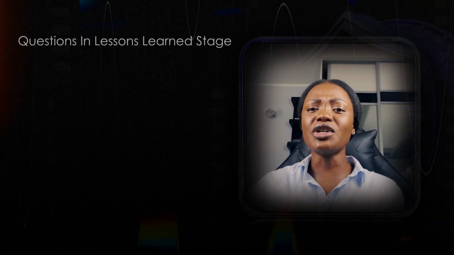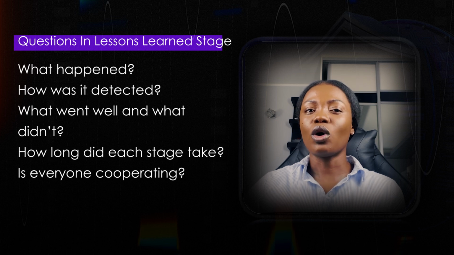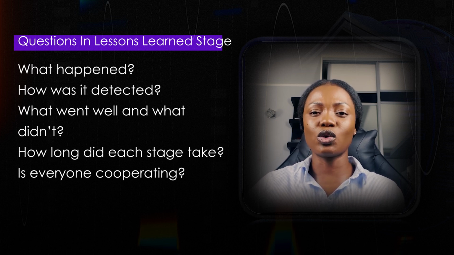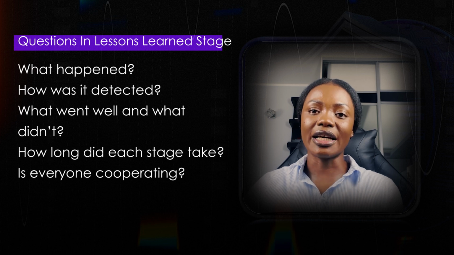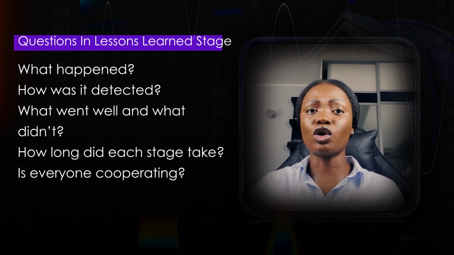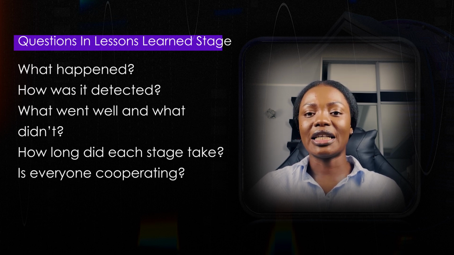So during the lessons learned, you're asking what happened, how was it detected, what went well, what didn't, how long did every stage also take. You're also checking this part: are the teams working and collaborating properly, is everybody's hand on deck during the eradication, the containment and the rest. You're documenting everything. Documentation in security is very important. I need to mention this part.